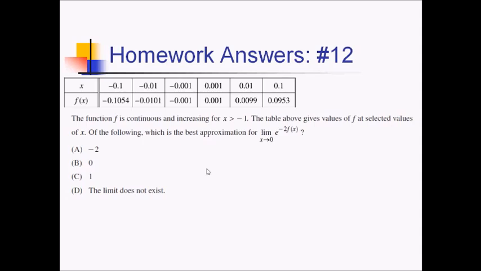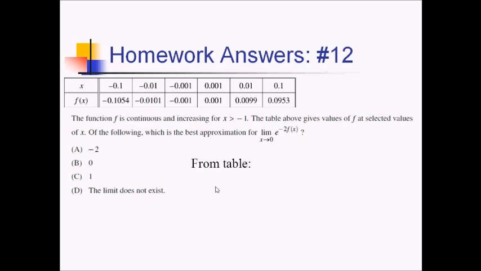On this oddball problem, we have a continuous function f that's increasing after -1, and then we've got this table with different values of f. Based off all this, they want an approximation for limit as x approaches 0 of e to the -2 times f of x. So e and -2, those are just normal numbers, but f of x here, this is where if you're plugging something in with this limit, this is where it happens in this f function. In order to figure out what all of this comes out to, we need to know the limit as x approaches 0 of f of x itself.